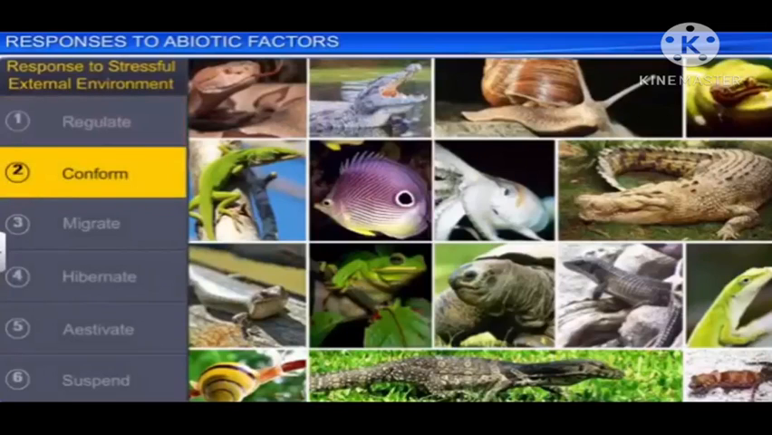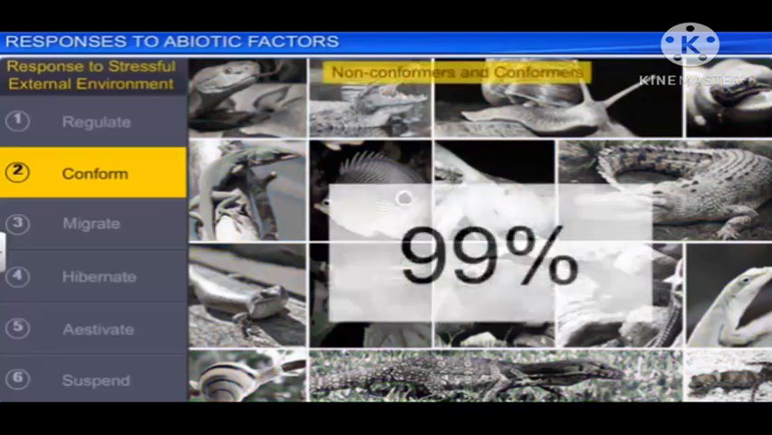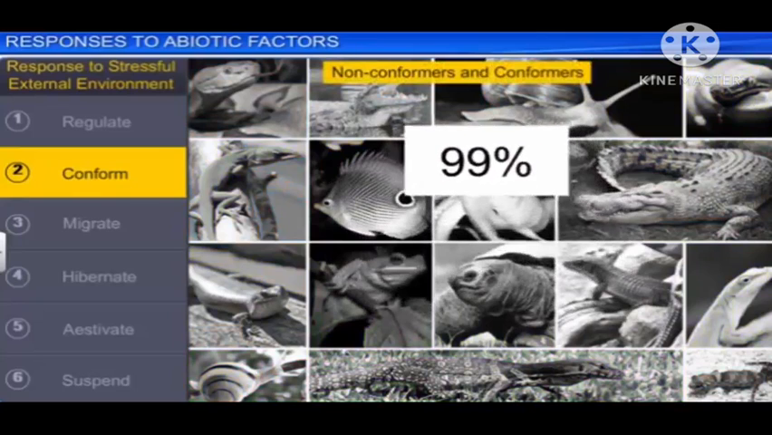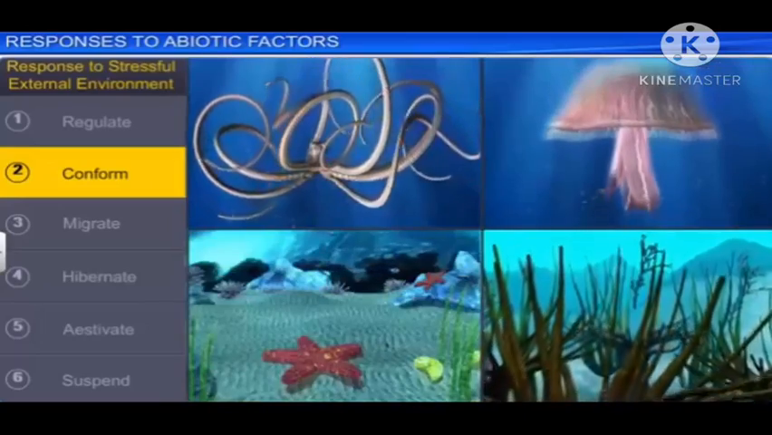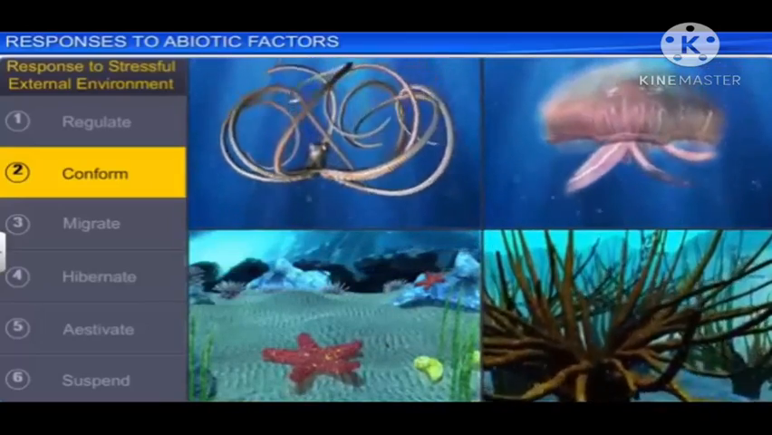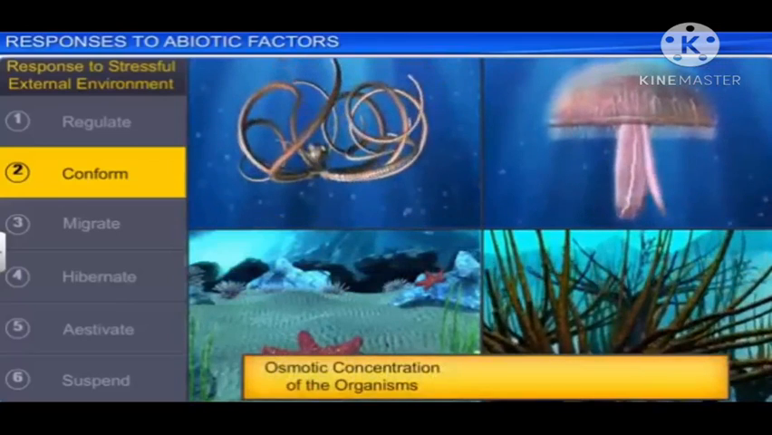Some organisms that are unable to regulate their internal environment may partially regulate their internal environment or conform to external conditions. These organisms are known as conformers. Studies show that almost 99% of animals and nearly all plants belong to this category. The body temperature of such organisms changes according to the ambient temperature. Similarly, in the case of aquatic organisms, their osmotic concentration changes according to the ambient water osmotic concentration.